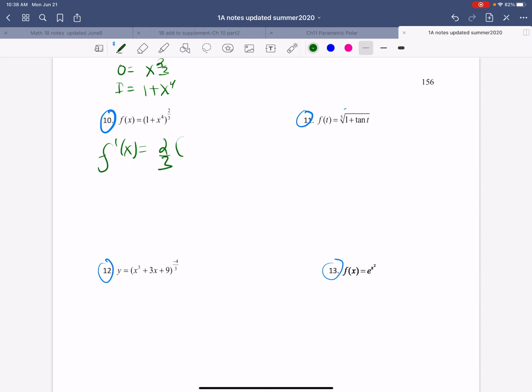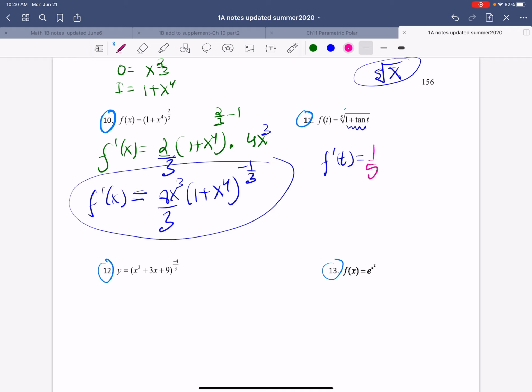F prime of t: my outside function is the 5th root of x. So what's the derivative of the 5th root of x? Think about how you find that derivative. It doesn't have anything to do with this problem, but I'm just asking you to think about it. It's not just the 5th root of x, it's something more than x. That's why we need to use the chain rule. So the derivative of the 5th root of x would be 1/5 x to the power 1/5 minus 1, right?